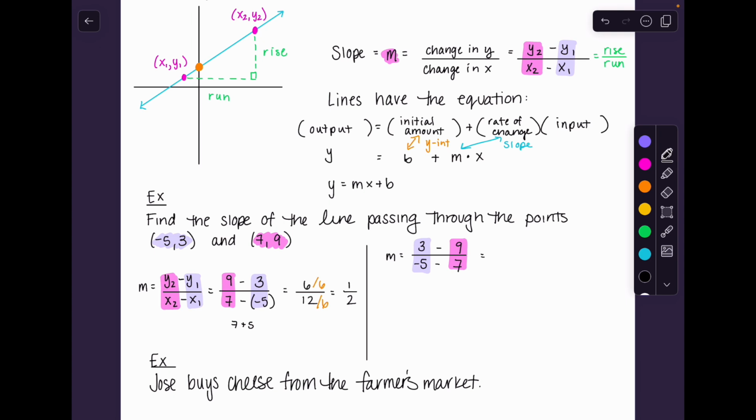If you do 3 minus 9, that gives you negative 6. Negative 5 minus 7 is negative 12. A minus divided by a minus turns positive. So it's 6 over 12 or 1/2. You end up with exactly the same answer. So again, it makes 0 difference which point you pick to be x1, y1 and which point you pick to be x2, y2. You will end up with exactly the same slope every single time. Okay?